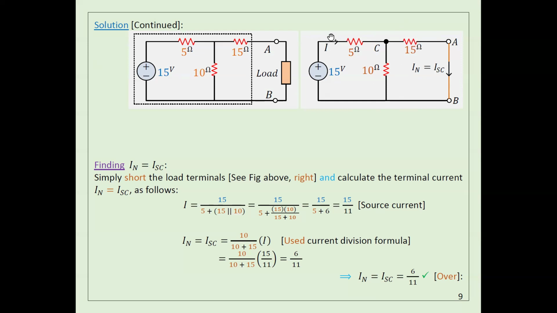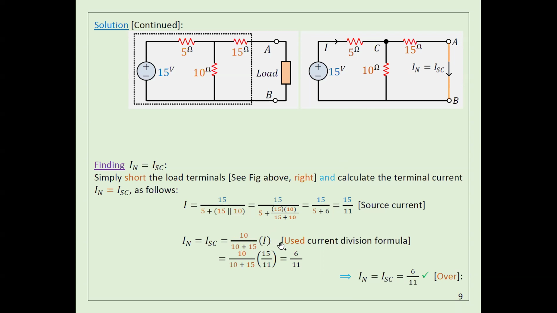So if I can find I, I can easily get this current, because it is the same current as in this branch, using current division. Current division tells me that to calculate the current in this branch, it has to be the total I times the other resistance divided by the summation of the two resistors. You understand this one? That's what I did here. So if I want to get I short circuit, or I Norton, I need the total current multiplied by the other branch, 10, divided by the summation.